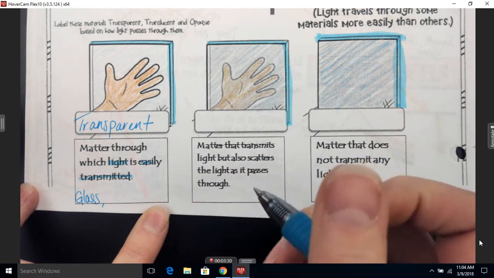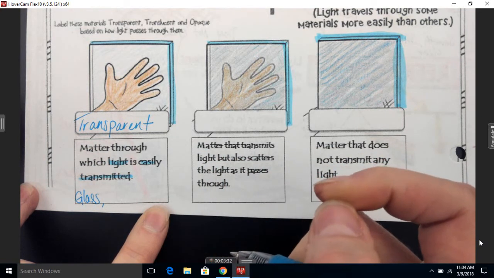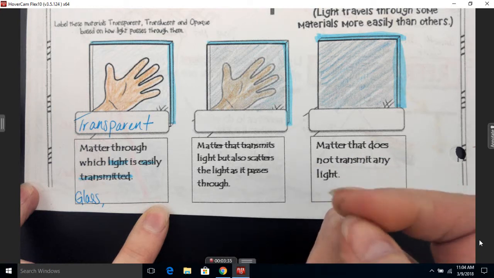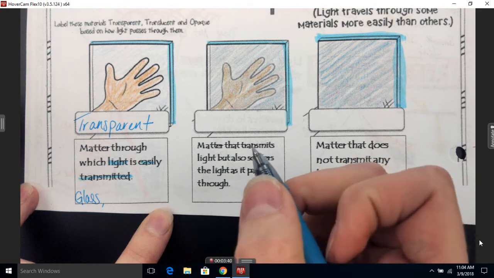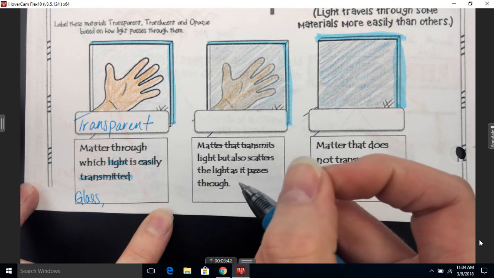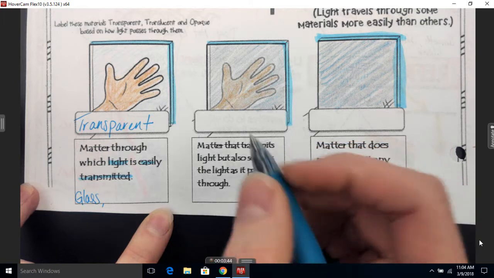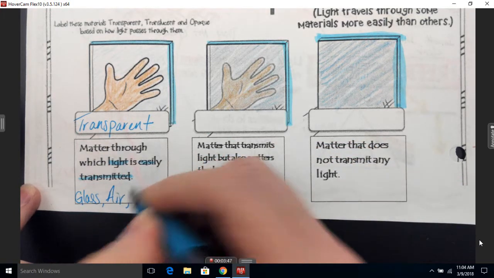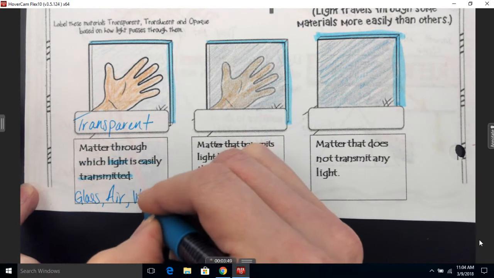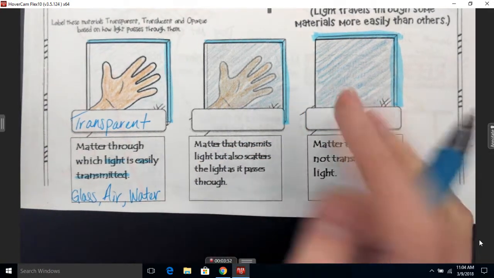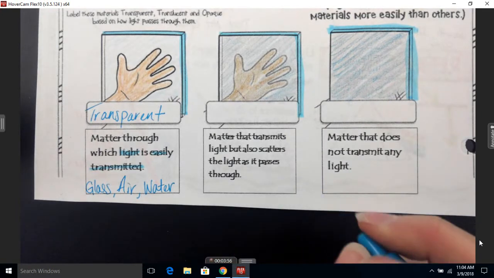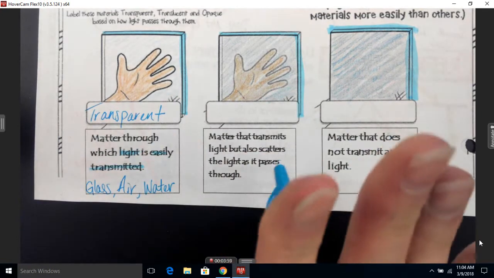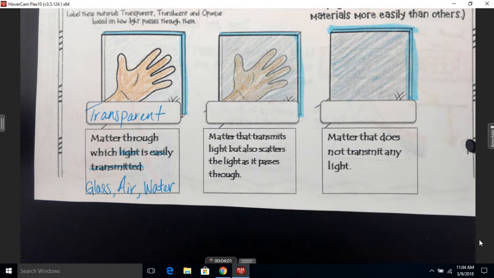Air. Water. These give you a clear image. That's the difference here. It's going to be clear. I'll show you in a second what I mean.